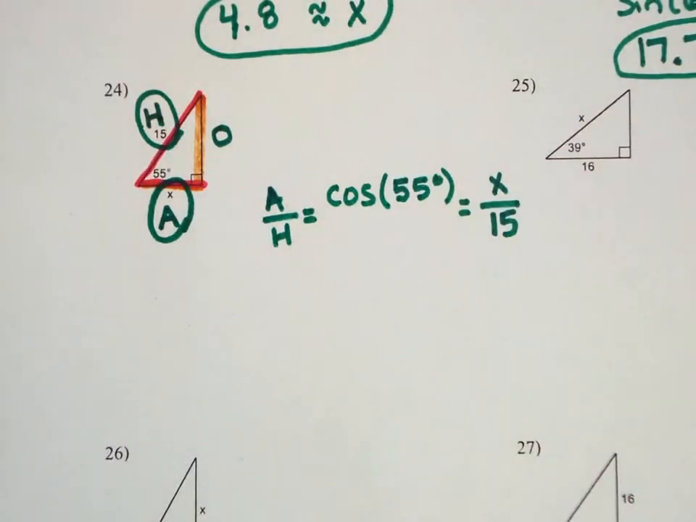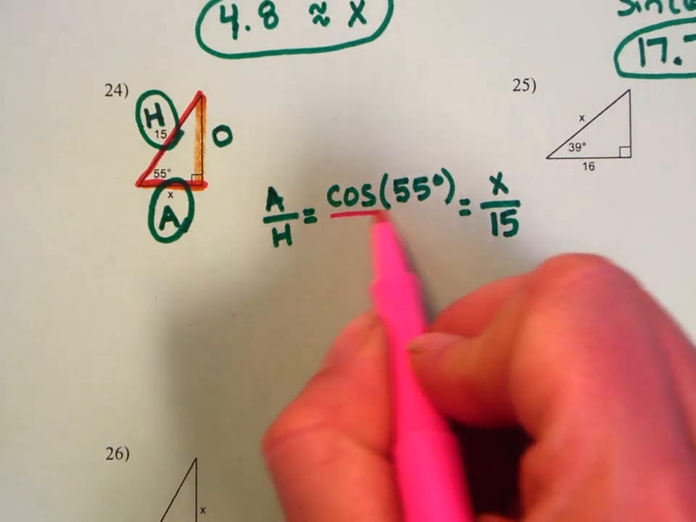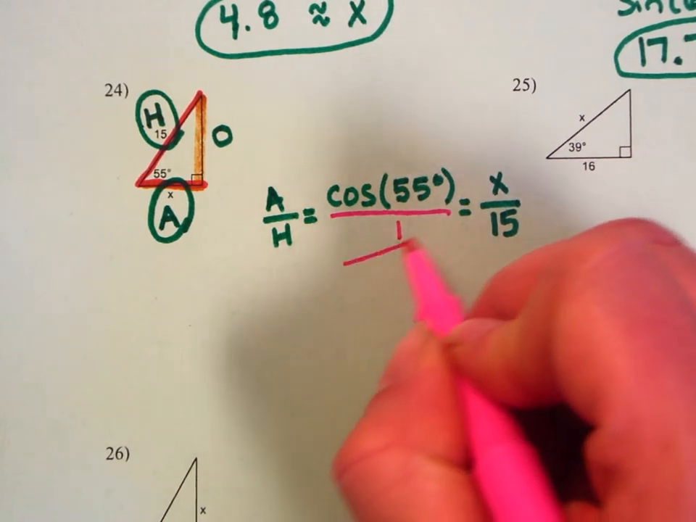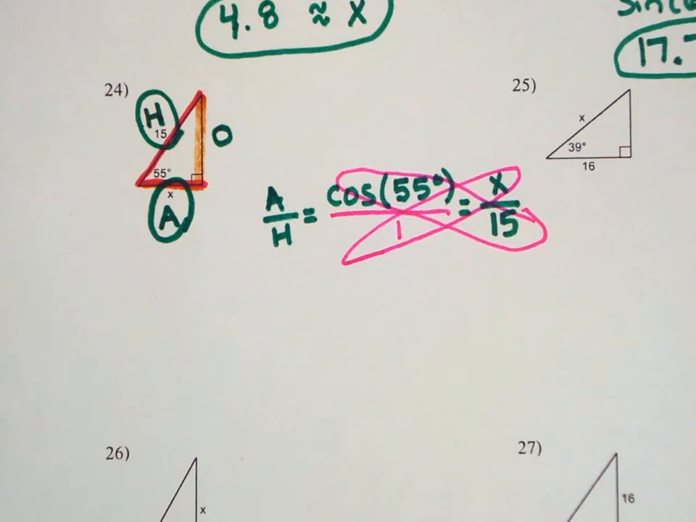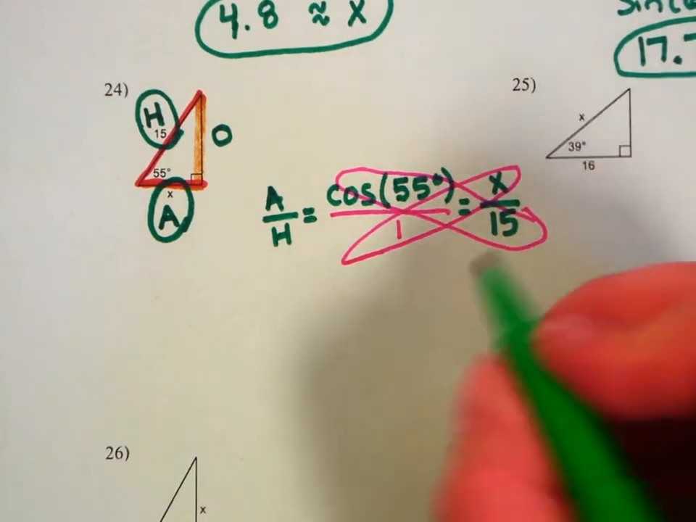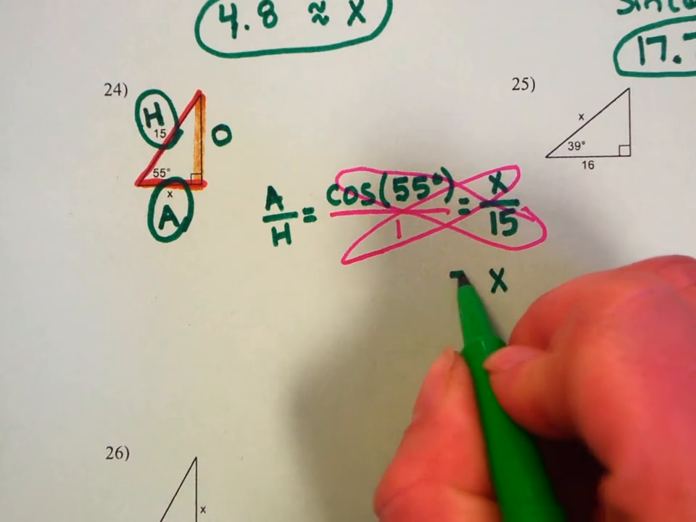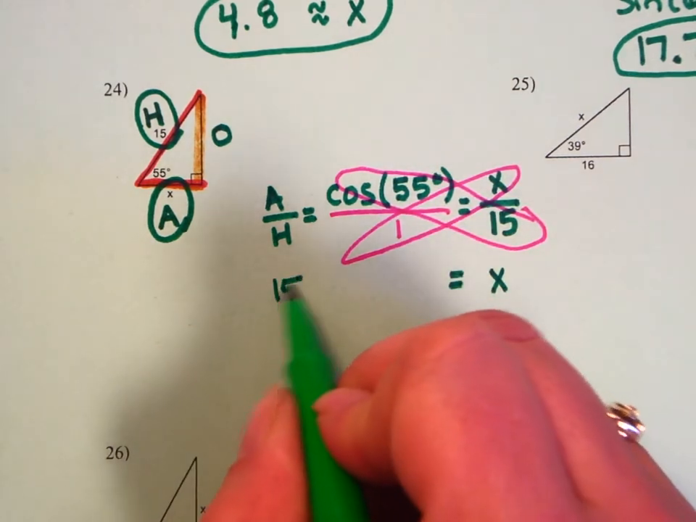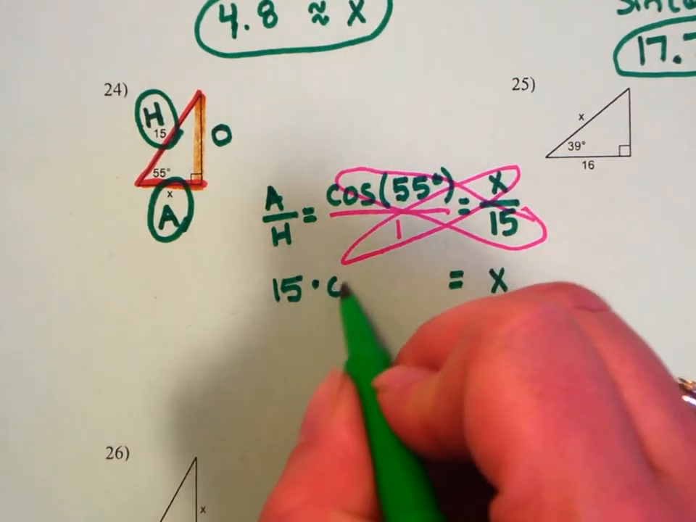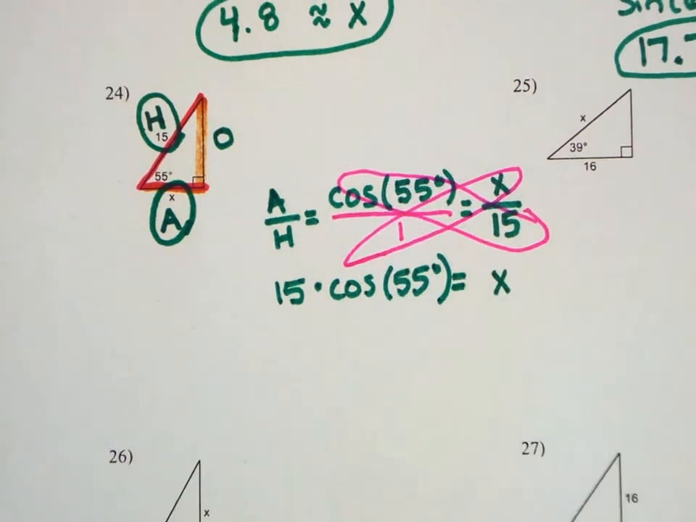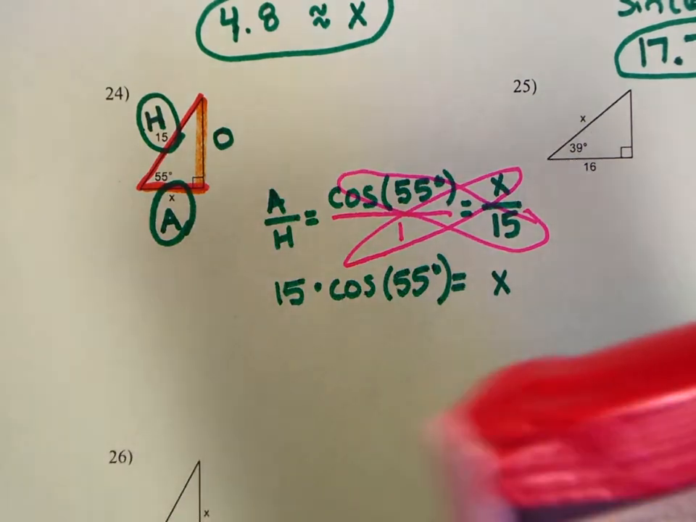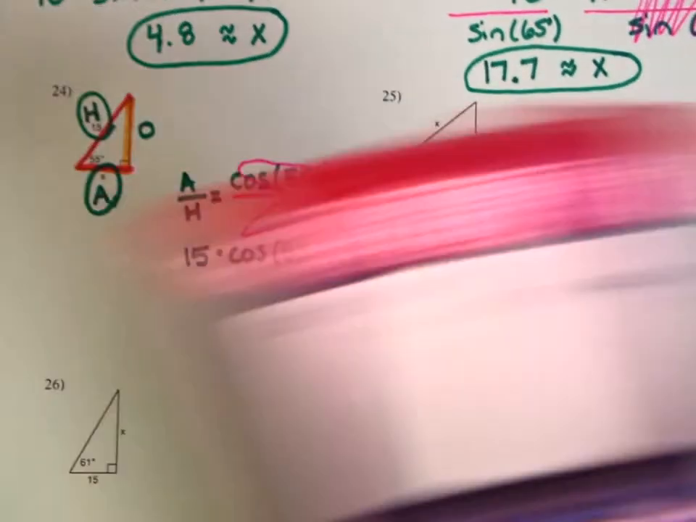Now remember, the easiest way to solve these is to set up a what? Proportion. So I'm going to put this over. Now I'm going to do what? Cross multiply. So when I cross multiply, I get 1 times x, which is x. X equals 15 times the cosine of 55 degrees. Always make sure you're in degree mode.